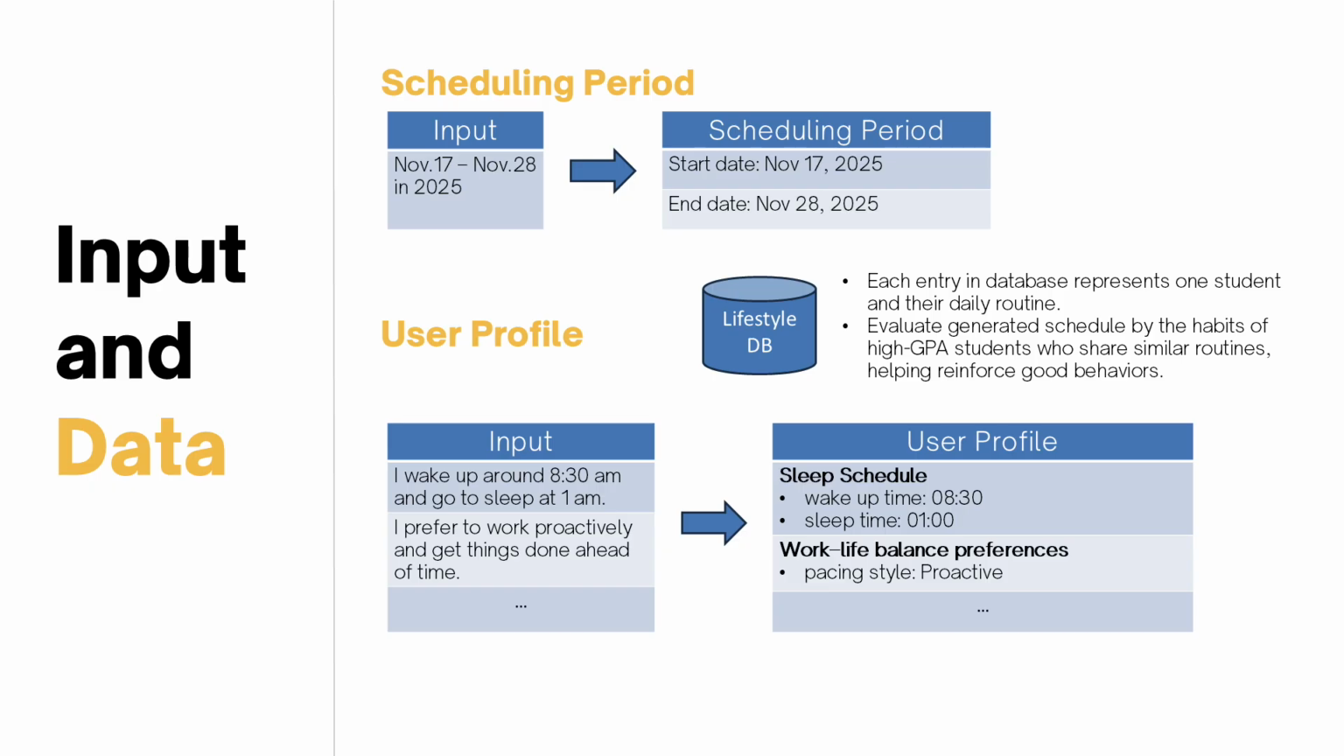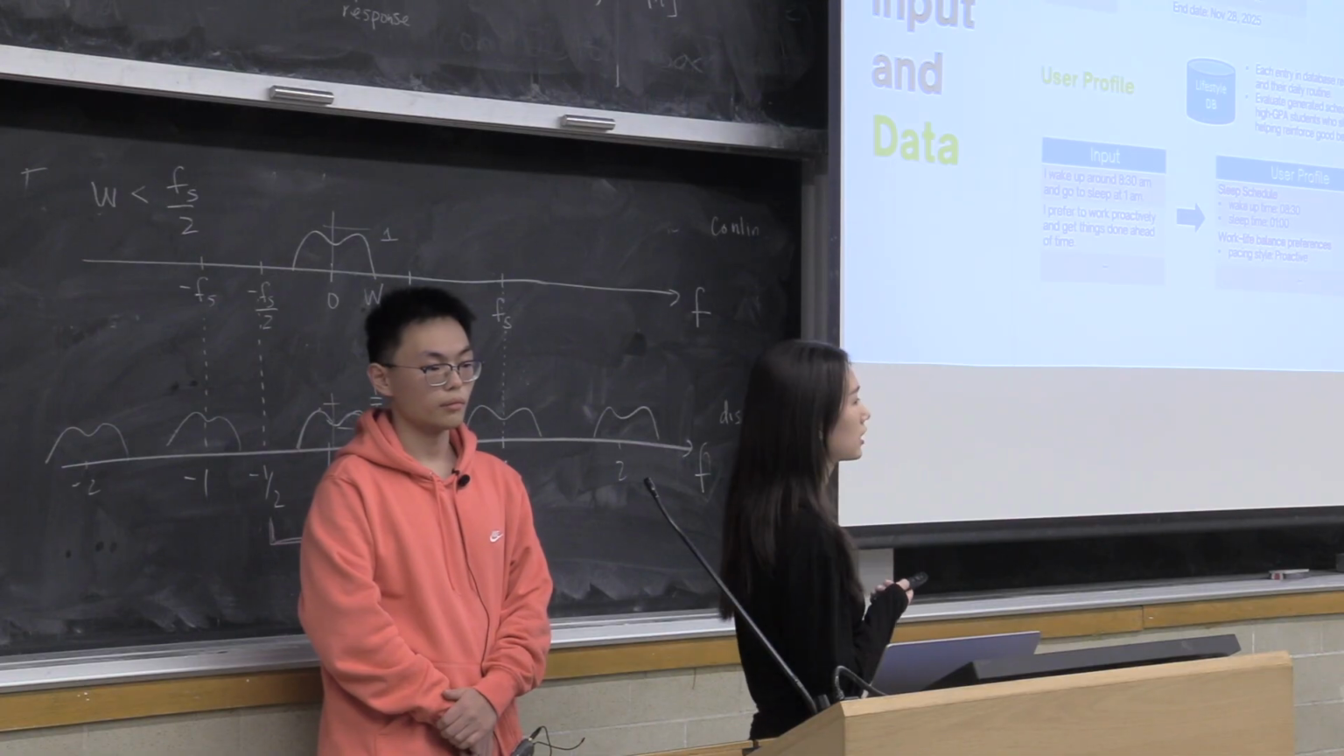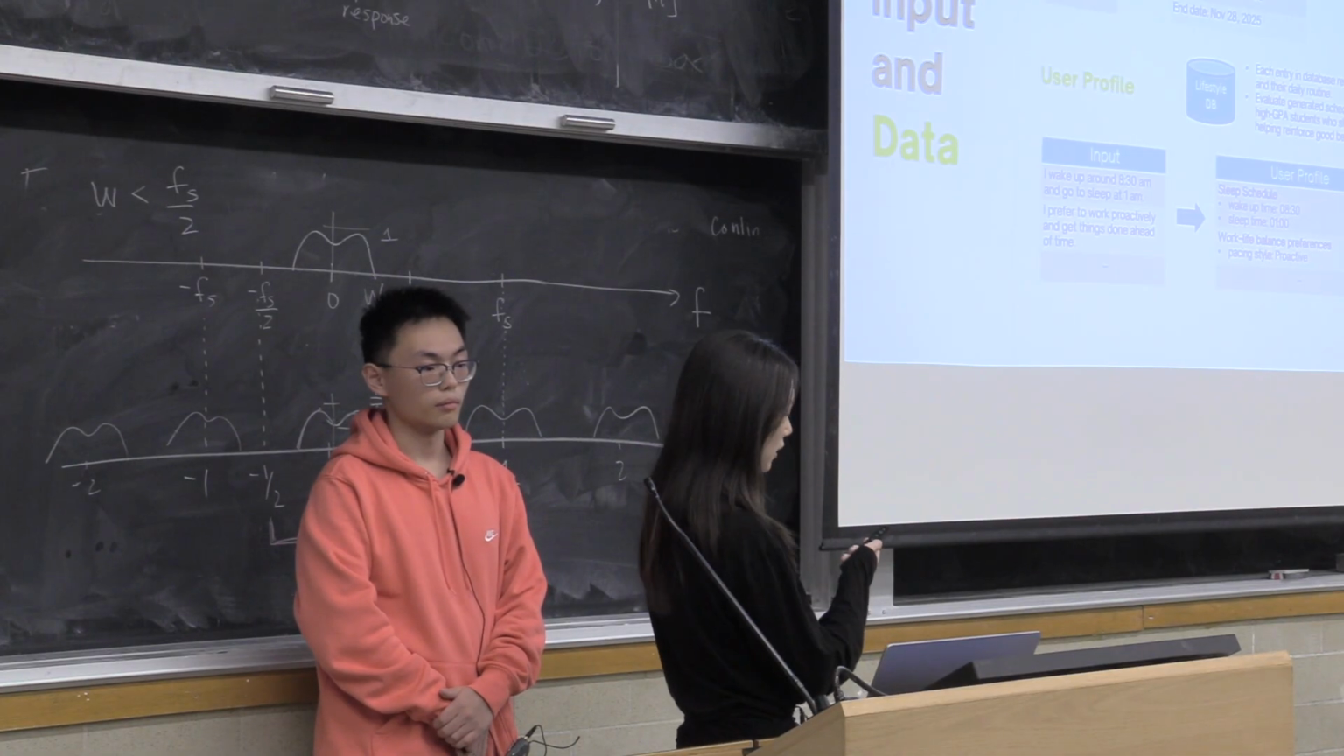Also, we allow users to provide their routines, sentences to describe their routines, like when they get up and go to sleep, and also how they like to do their work. Then our system converts it into a user profile including sleep schedule and work-life balance preferences. Then it will be compared with our lifestyle DB, which includes habits of good GPA students that share similar routines to our user profile. It will help to evaluate and shape our generated schedule to encourage good behaviors.